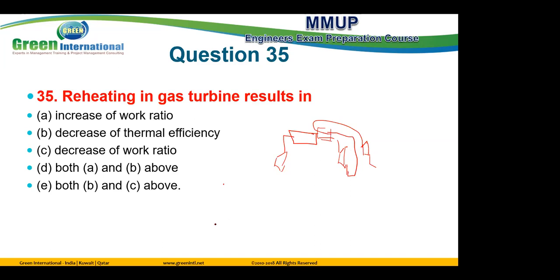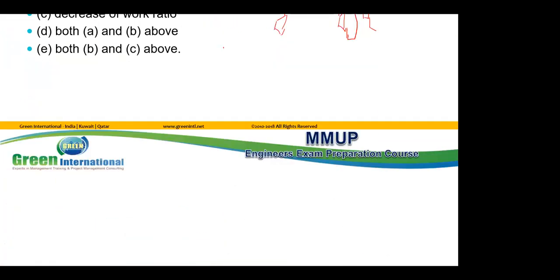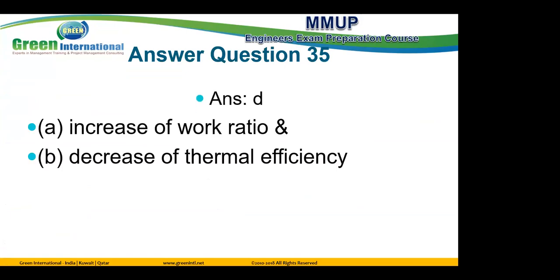So in this case, what are the benefits? Increase of work ratio, because work ratio is mainly the net work relative to the turbine work. Only that, or another thing? Not sure about the decrease of thermal efficiency. Here it is sure: increase of work ratio and decrease of thermal efficiency. The thermal efficiency overall is decreased.